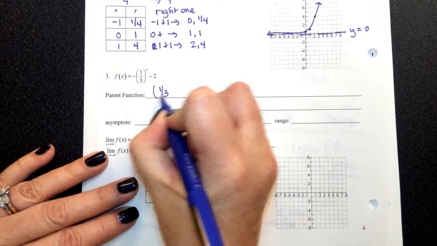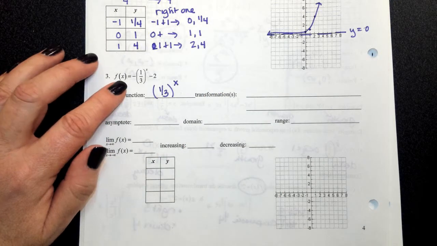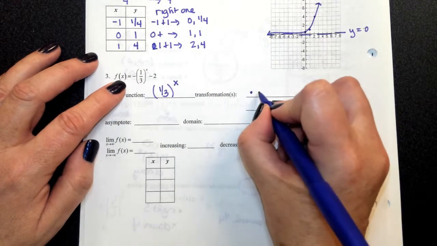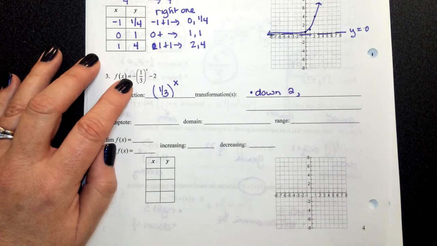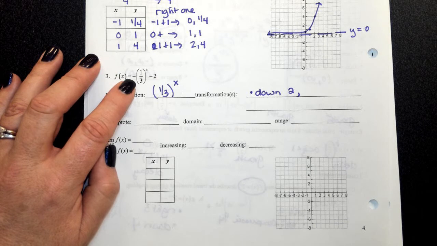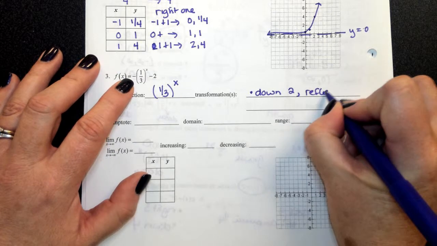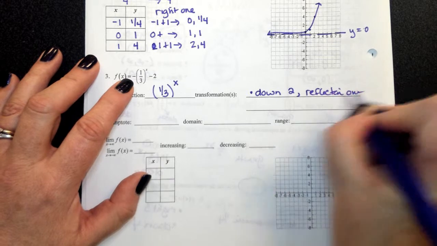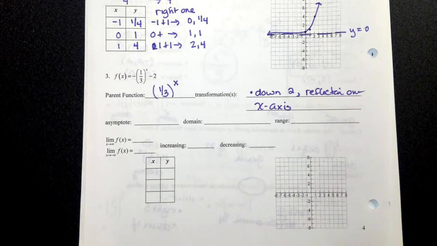1/3 to the x. What's the minus 2 going to be doing to the parent function? It's going to make it move where? Down 2. And what's the negative sign in the front going to do? Reflection over x. Okay? So any questions on the transformations?